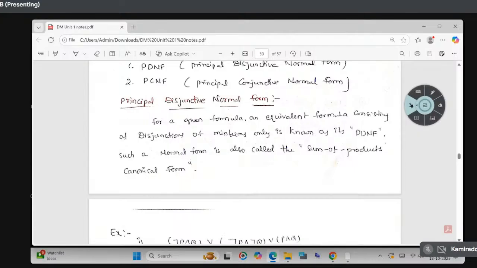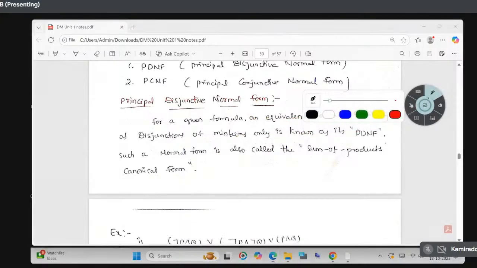Right? So here, for a given formula, the equivalent formula has to be in minterms, that is, a disjunction of minterms, known as PDNF. Such a normal form is also called sum of products, the sum of products canonical form. Sum of products will be there, in the form of canonical form.